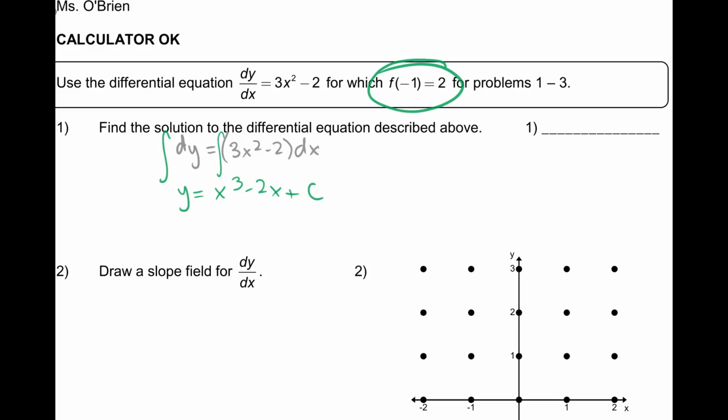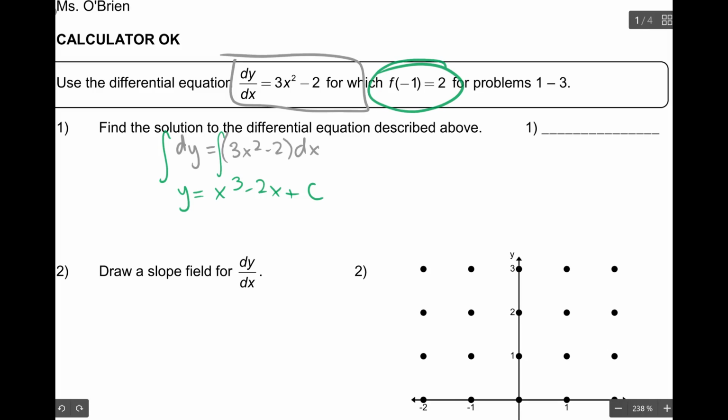Okay, here's problem one. When it says find the solution to the differential equation, literally that means what is the equation for which this guy is a derivative? Because here's dy/dx. So find the solution means what's the original equation? So we just separated the dx and then took the integral of both sides. Cool, so we get this intermediate.